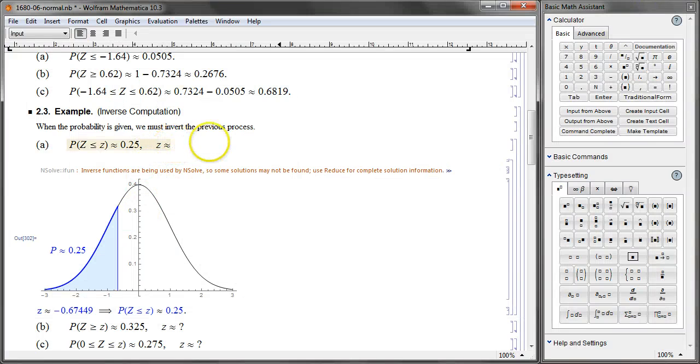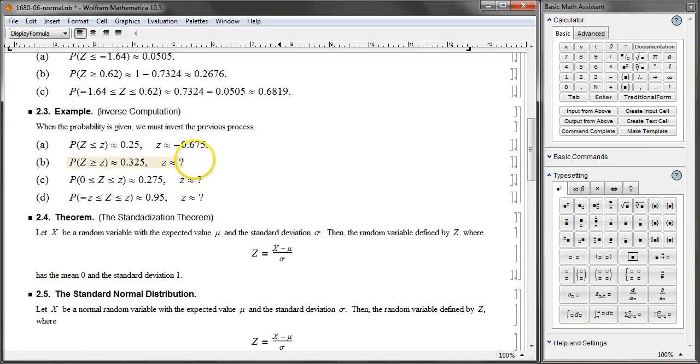So negative 0.675 approximately. That's what I can get from the normal table. Of course, if you simply get 0.68 or 0.67, because it's just approximation, you're going to get full credit in this inverse problem. I did mathematical computation, which is a little bit more accurate. I ended up with negative 0.67449. So compared with this estimation, we get amazingly close.